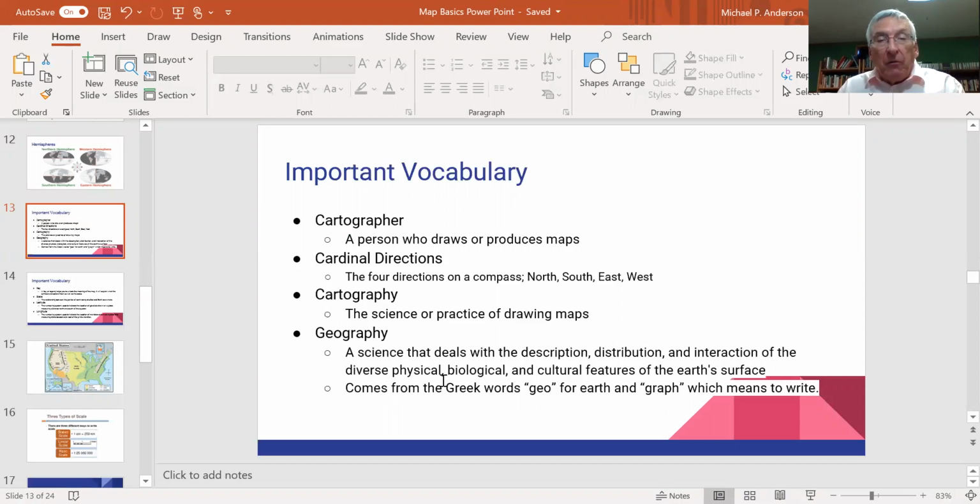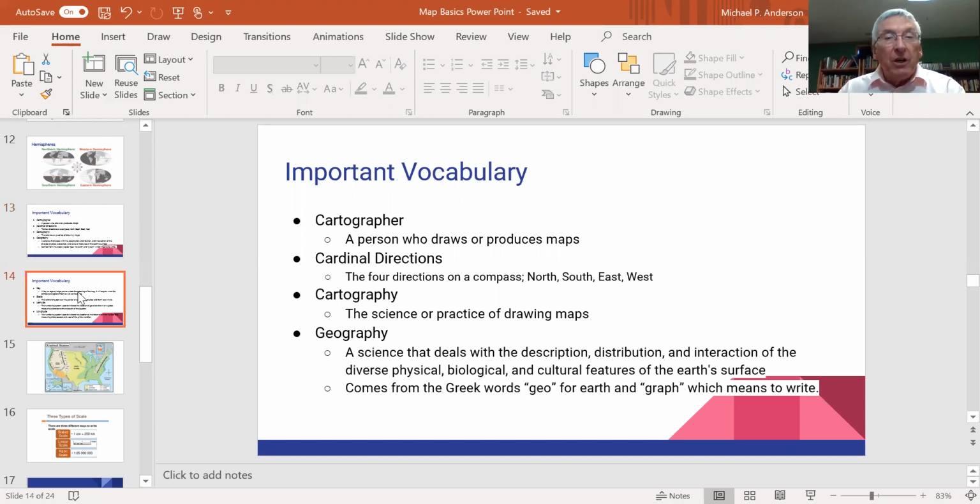Here's a definition of geography. I want to read this to you. A science that deals with the description, the distribution, and the interaction of the diverse physical, biological, and cultural features of the Earth's surface. All right, geography is not just looking at maps. Geography involves the culture of the people that live there, how the people interact with each other, distribution of mineral resources, weather. All of this stuff is lumped under geography. And then it's got the little Greek stuff, geo for earth, graph meaning to write. So we're going to write about the earth.